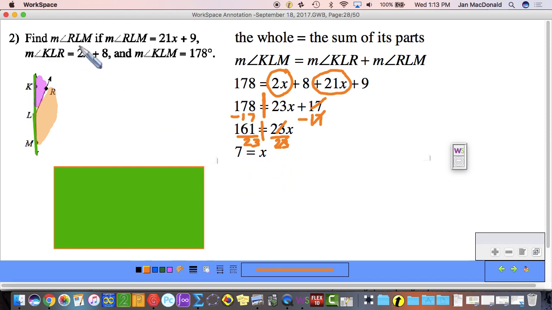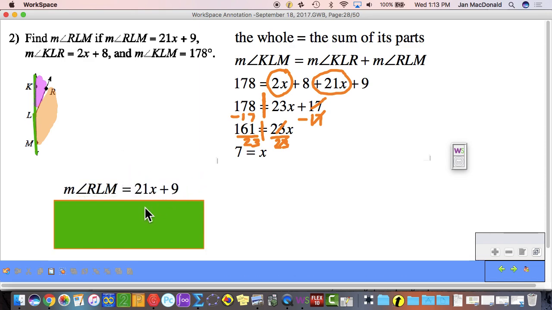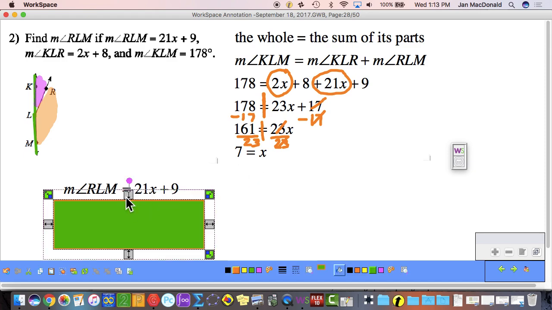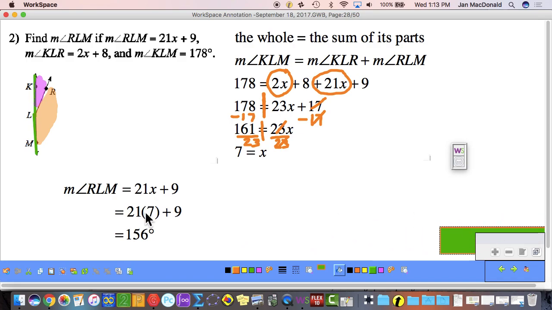They didn't ask us for x. They asked us to find the measure of angle RLM. The measure of angle RLM is given by the expression 21x plus 9. Wherever I see x, I now can substitute the value 7. So 21 times 7 plus 9. And finally, we come to our solution. The measure of RLM is 156 degrees because it's an angle. And that makes sense based on our picture because RLM is clearly an obtuse angle.